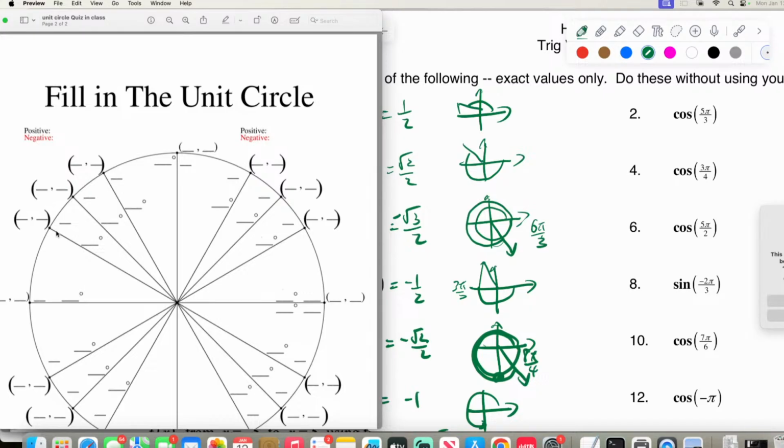Oh, I got one wrong. So 0 over negative.